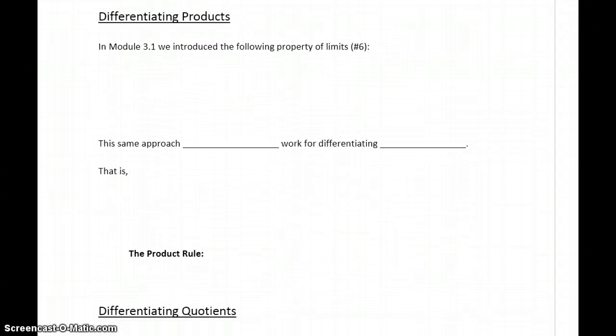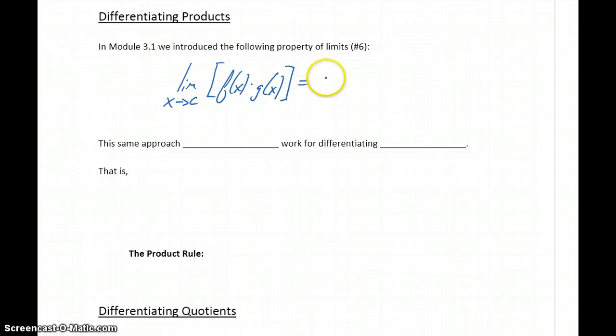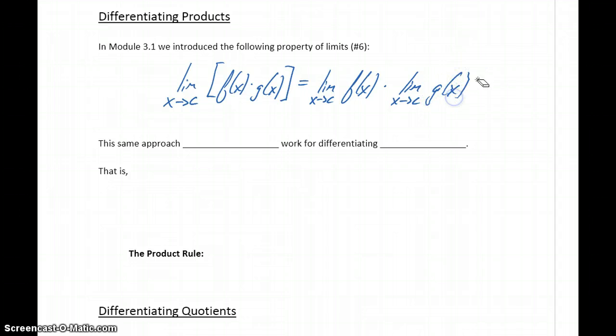Before we jump into that, let's start off with a little bit of review. A previous property that we established back in Module 3.1. There was a list of properties of limits, and this was property number 6. That property said that if we take the limit as x approaches c of the product of two functions, that limit would be equal to the limit of the first function times the limit of the second function.